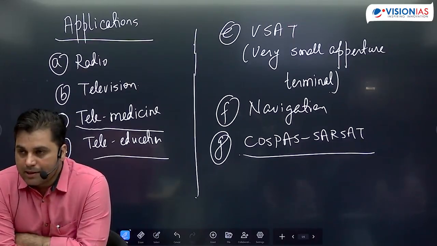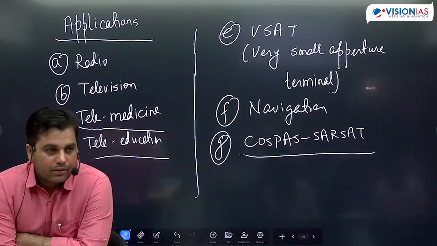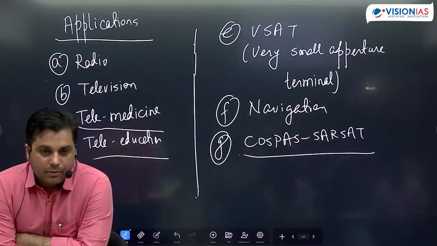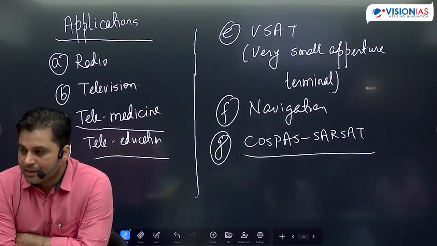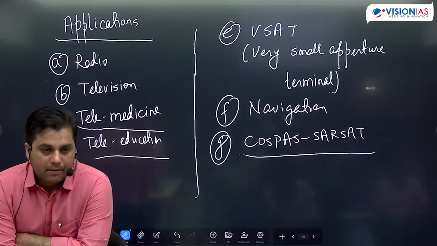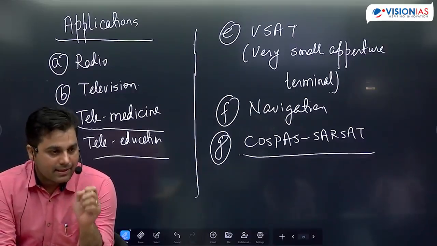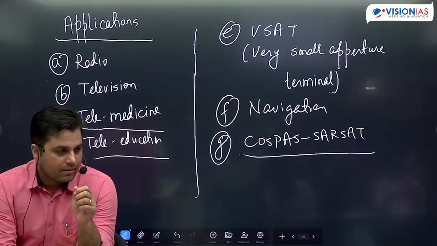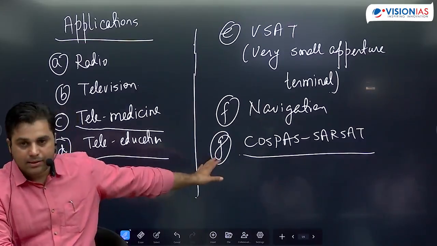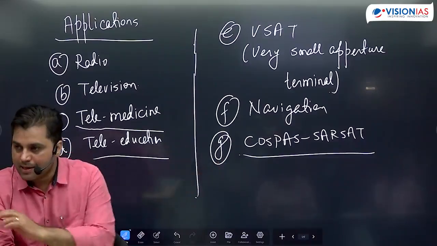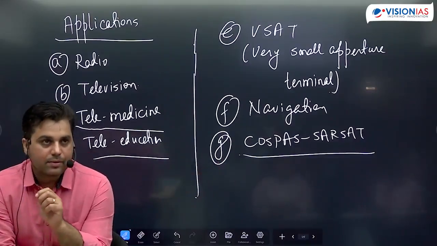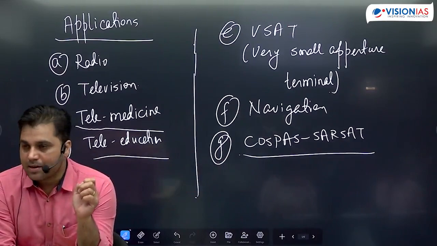There is a question, are TV dish antennas VSAT? No, they are not. Because TV dish antenna जो है वो सिर्फ एक टाइप का सिग्नल रिसीव कर सकते हैं आपके टीवी के लिए. TV dish antennas are not VSAT.